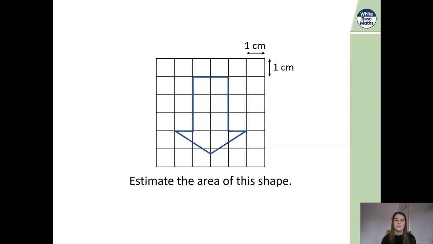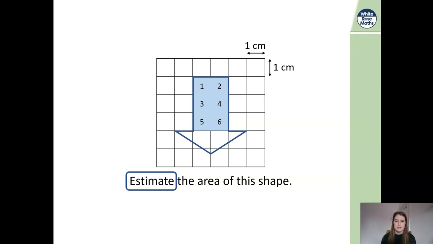So what we're going to do to start off with is we're going to start by counting all of the main squares that we have. Okay, so if we counted up the full squares that we have, the 6 full squares. So we know that 6 is going to be our starting base.